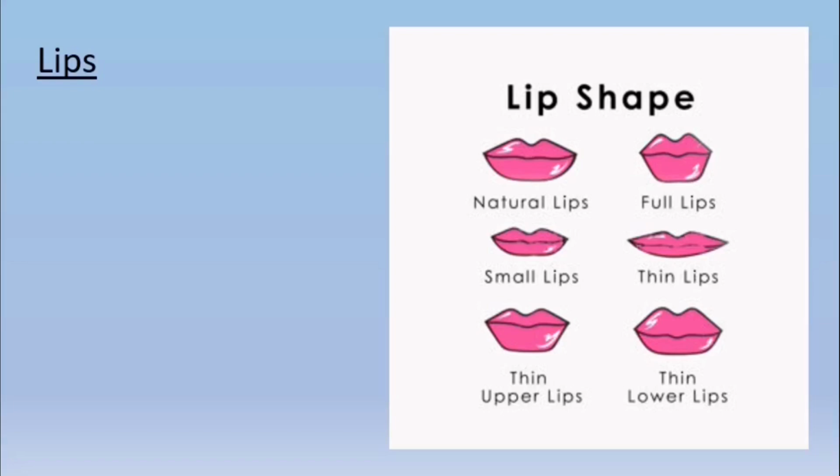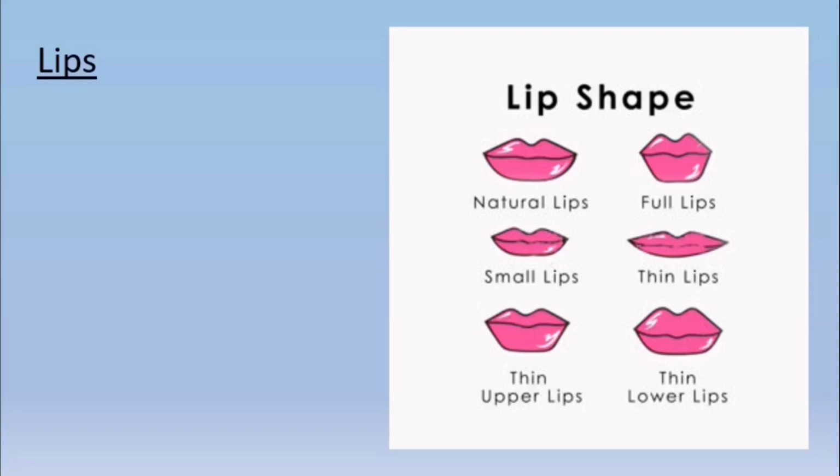Let's talk about lips now. Lip shape. There are two parts of the lip. There's the upper lip and the lower lip. Two lips. Here are 6 descriptions for lips, but there are many.